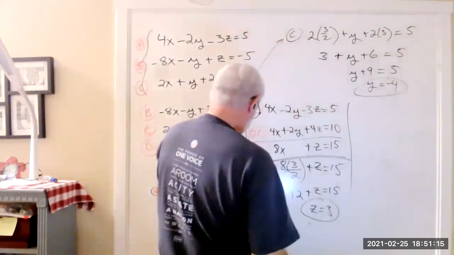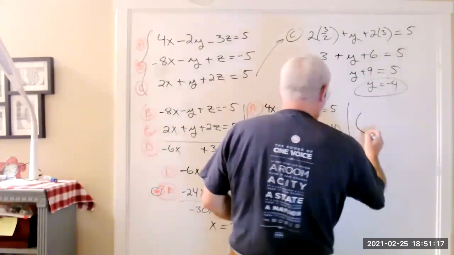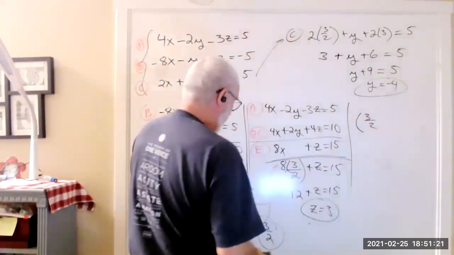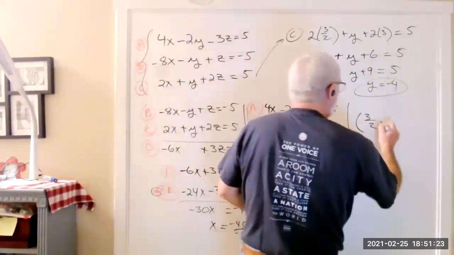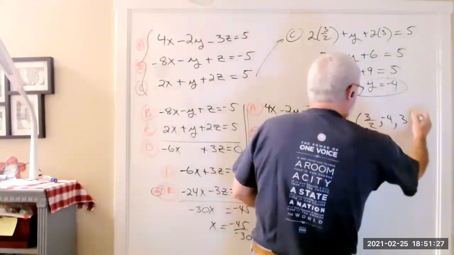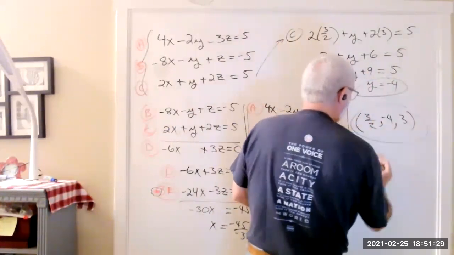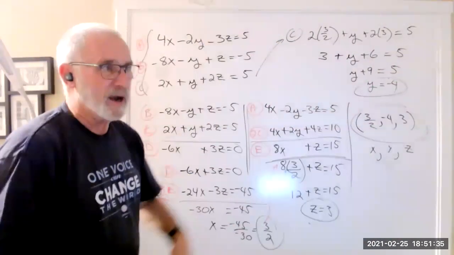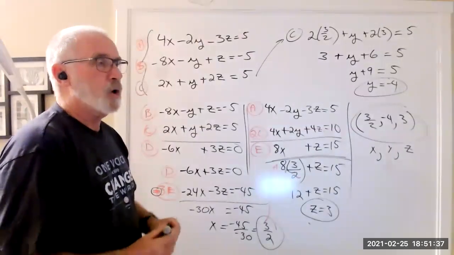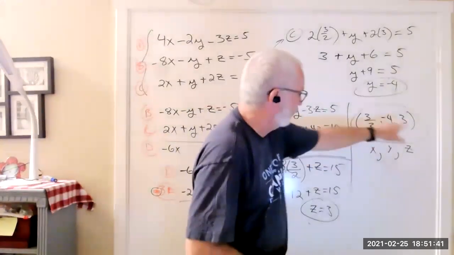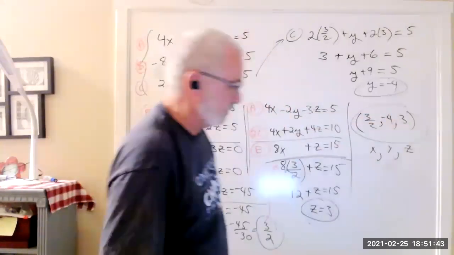Express your answer as an ordered triple, 3 halves. The parentheses are required, 3 halves, comma -4, comma 3. Remember, your ordered triple goes X, Y, Z. Even though you maybe found them, calculated them in a different order, when you express your answer, you express it in the order of X, Y, Z. So that would be your answer right there.